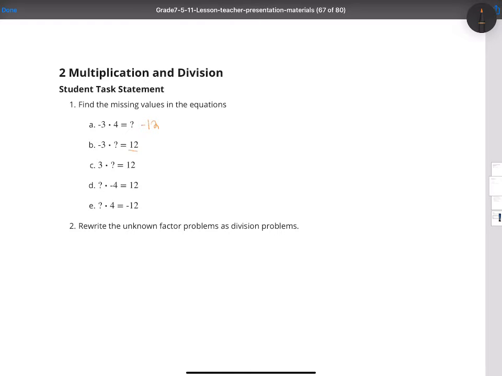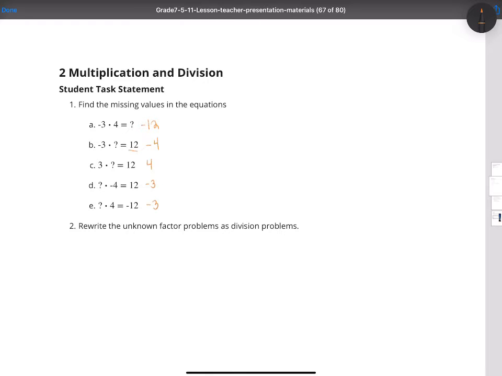Okay, so then I see that my product in part B is positive, so therefore the missing number would be -4. Because a negative times a negative will equal a positive, and I see that 3 is negative, therefore 4 should be negative. All right, for part C, the product is positive, 3 is positive, therefore 4 must be positive. Okay, for part D, the product is positive again, therefore it should be a -3 because a negative times a negative is a positive. And then for part E, I see that 12 is negative again, therefore it should be a -3.